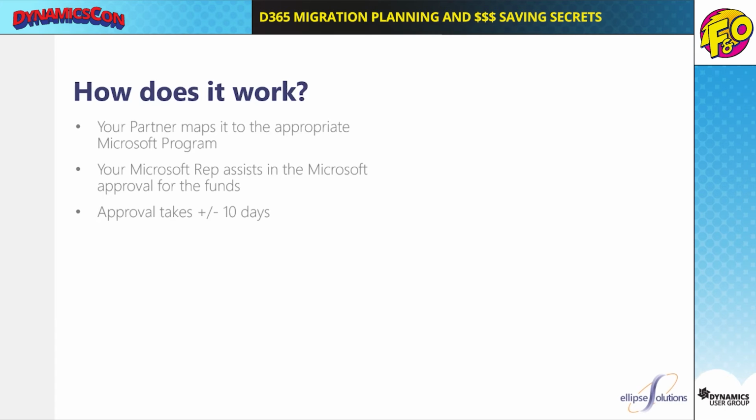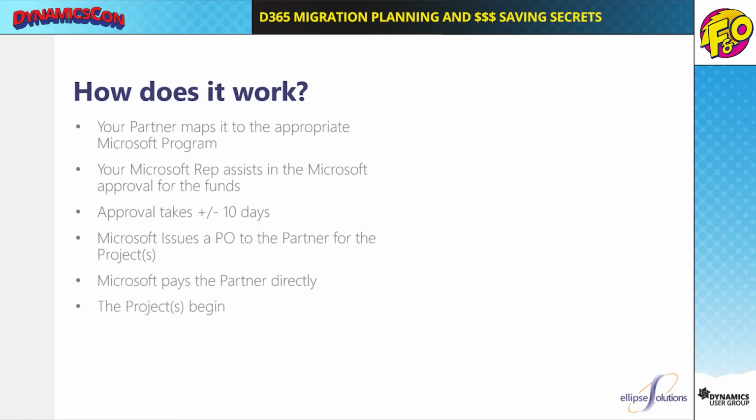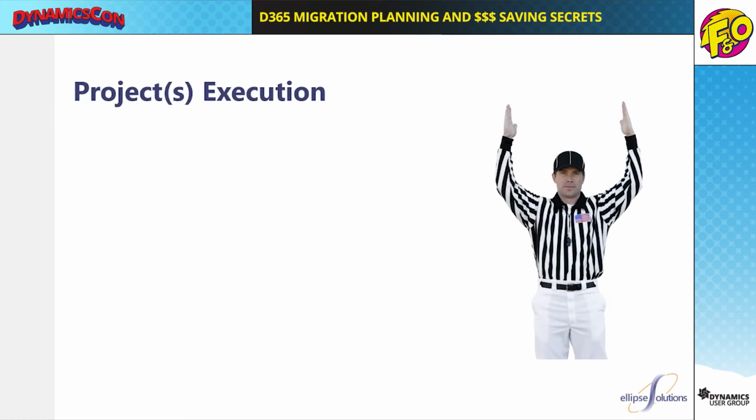That's about what it takes. So it doesn't really slow you down very much moving forward with this kind of thing. And so then Microsoft issues a PO directly to the partner for your project. They say, partner, go out and do this work, and this is how much we're going to pay you to do this assessment for this customer. And then Microsoft pays us directly when the project is complete, so that you don't have to get involved, your money doesn't have to get involved, and the project can actually begin. And we can move it forward.